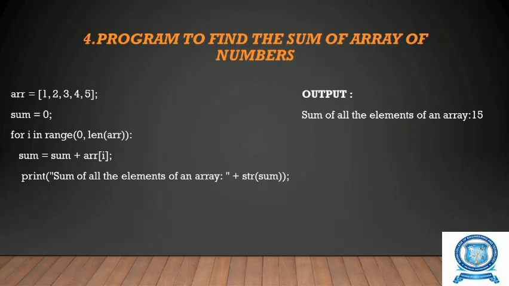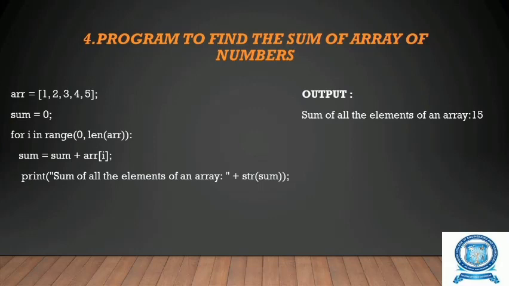Then we are finding the value, sum is equal to sum plus array of I. Each time this array of I will be coming, first it will be array of 0, which will retrieve the 1 there. So 0 plus 1 will get 1. Then sum is equal to 1, that sum value is stored as 1 now. So 1 plus array of 1, array of 1 we will retrieve 2. So 1 plus 2 will get 3.